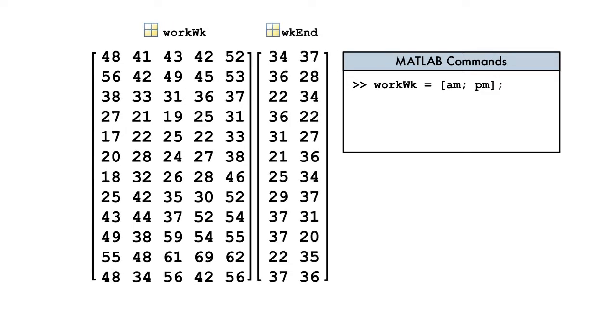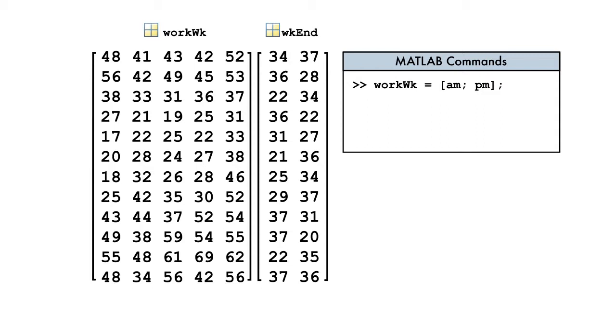Let's have a look at the weekend data. In this case, we want to add 2 additional columns onto the end of the matrix. As you may have guessed, we use horizontal concatenation, which combines matrices side by side, increasing the number of columns.